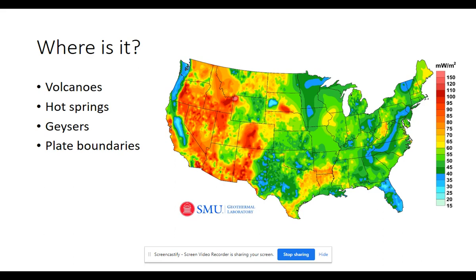So where is it? You don't want to drill down very far. You've got to be someplace that's around volcanoes or hot springs or geysers or plate boundaries, which are generally going to make it a little bit hotter.